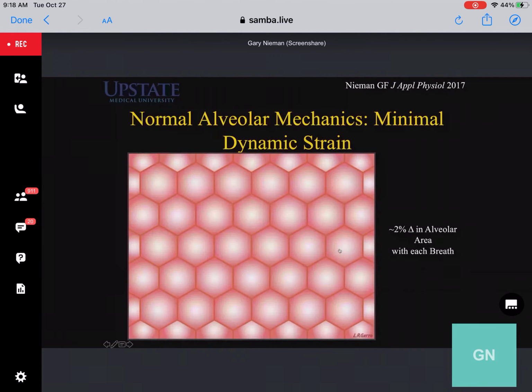We model alveolar mechanics in our laboratories in these interconnected hexagons. And again, the key that you have to remember is the alveoli are not individual grapes. They are interdependent. Each alveolus shares a wall with its neighbor. And if we model this 2% change, this is the kind of change in size we would see of the alveolus with a normal breath. Again, the majority of the volume change is going to be taken up in the alveolar duct.